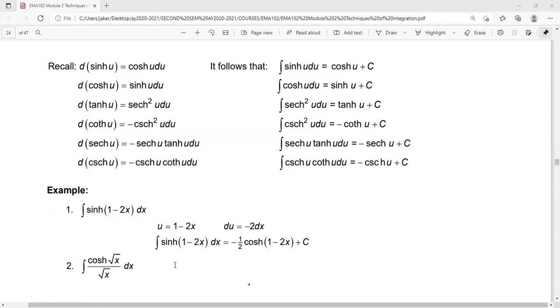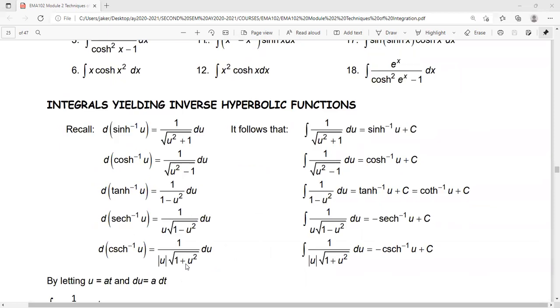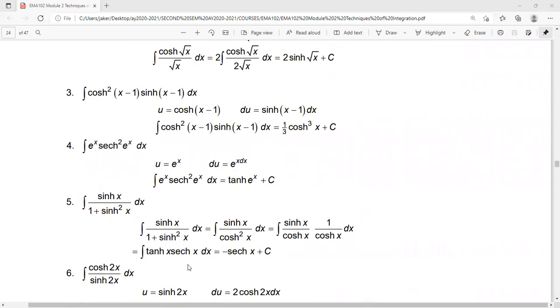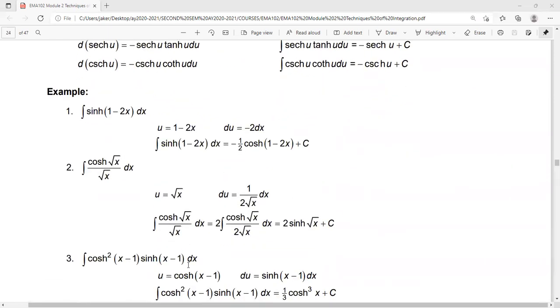Let's pick 3 examples here. The rest you can read. That way we can go to inverse. Okay? If we end before 5:30, I will end you. That way you can rest.